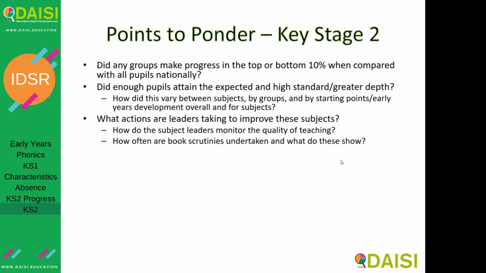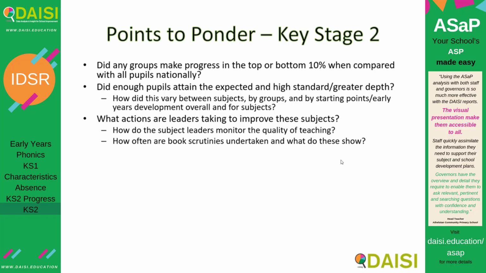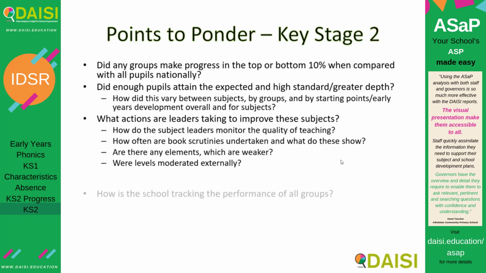And again, we're seeing a lot of emphasis in Ofsted inspections on pupils' work, in other words, their books, on the teacher tracking system and the correlation between the two. So in other words, does your teacher tracking accurately reflect the pupils' work? Are there any elements which are weaker? And did you have external moderation?